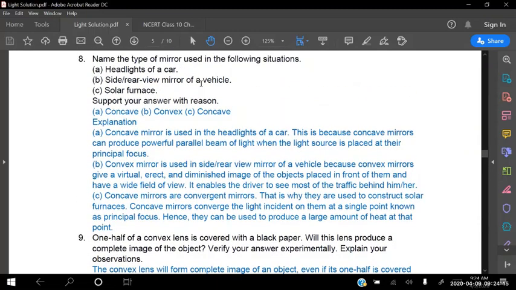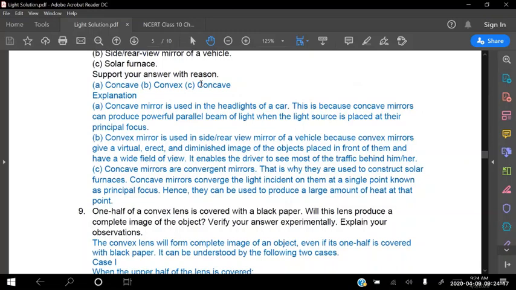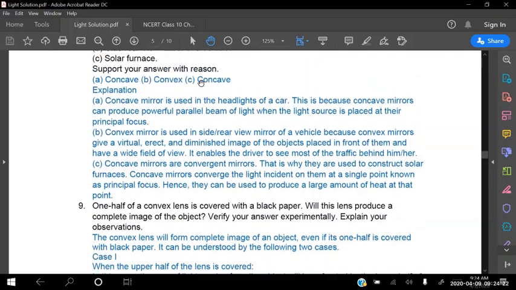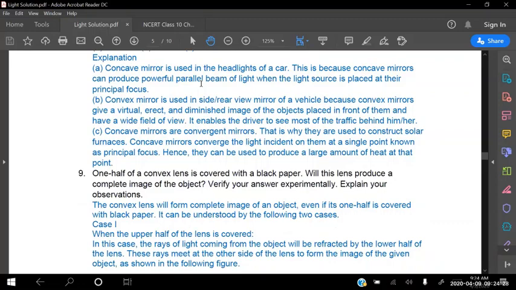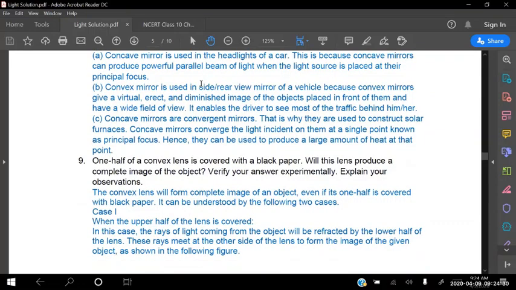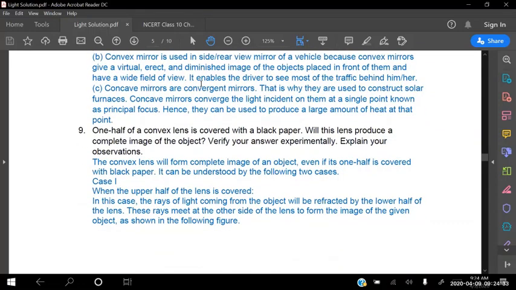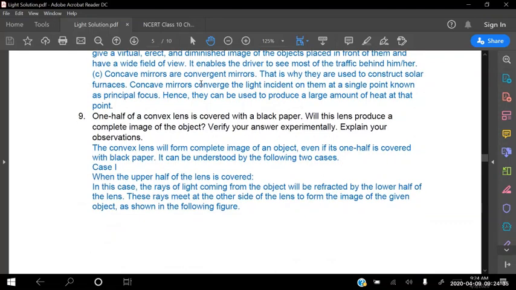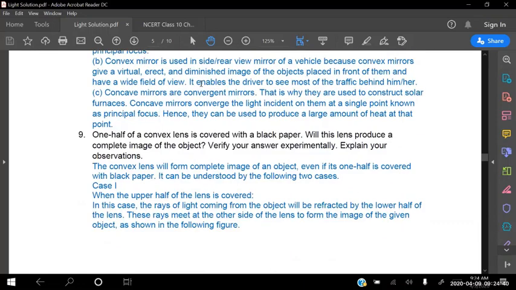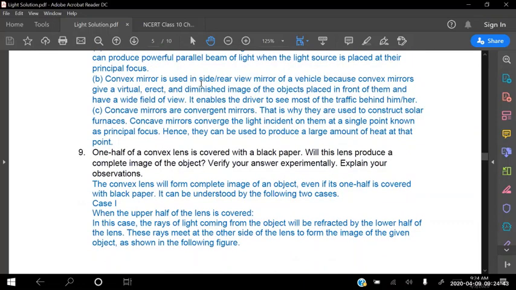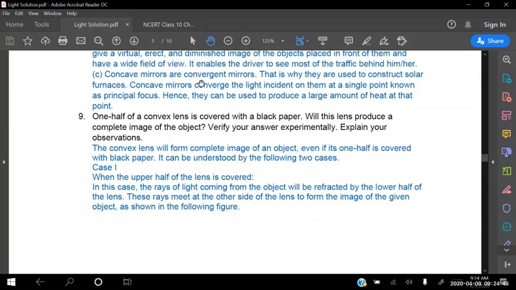Then the second question is side or rear view mirror. Just now we have already discussed this question, so they have asked it a second time. Now, concave solar furnace: concave mirror. Concave mirrors are convergent mirrors, and they construct solar furnaces. They converge light on a single point known as the principal focus. Hence, they can be used to produce a large amount of heat at that point. So you will get half a mark for recognizing the mirror, and then half a mark for the reason, or if it is for 2 marks, then it will be divided 1 plus 1.